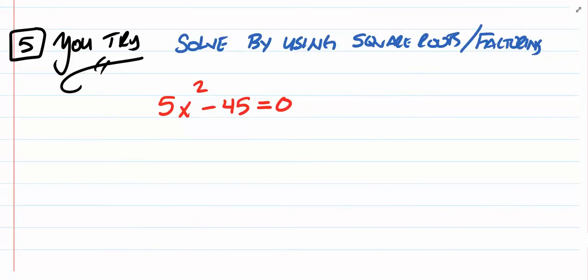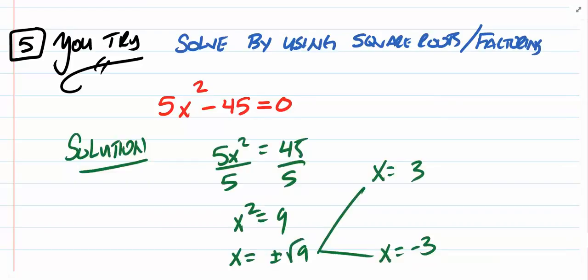Okay, box number 5 is a U-try. Go ahead and solve by using square roots and factoring. Hopefully you got the right answer, but if not, you should realize that you move the 45 over, divide by 5. You can see that x squared is worth 9, and then take the square root of both sides, being careful to use the positive or the negative when taking the square root. And my two solutions would either be 3 or negative 3.